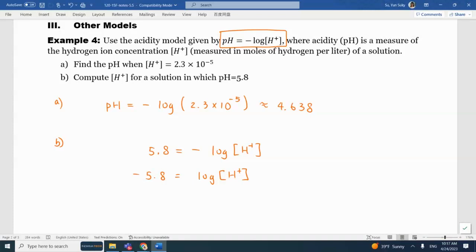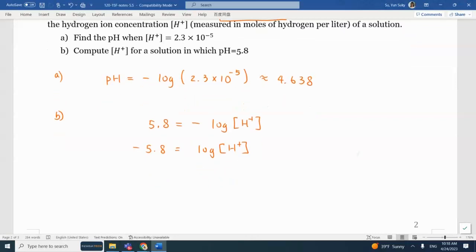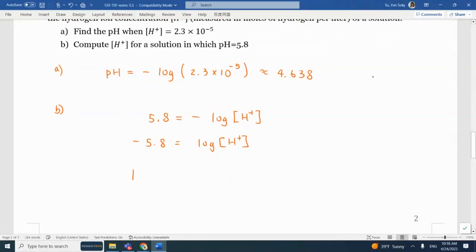You don't want to see any number multiplied by it. You don't want to see any number added to it. Okay, after we isolate it, what do we do? Yeah, base 10. So 10 to the negative 5.8 is 10 to the log. Now you see 10 and log cancel. Okay, plug it into your calculator. What's 10 to the negative 5.8?